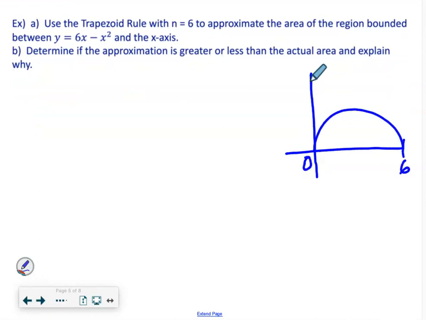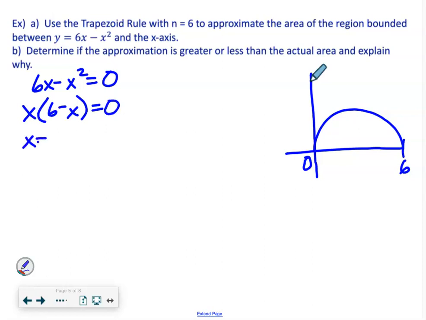So if you figured it out, you get this upside down parabola from 0 to 6, roughly. How did we figure out the 0 and the 6? Well, anywhere on the x-axis, what's the y value? 0, right? So you set your y equal to 0. We factor, and we get two beautiful solutions that are both equally important, 0 and 6. Those are your left and right endpoints.